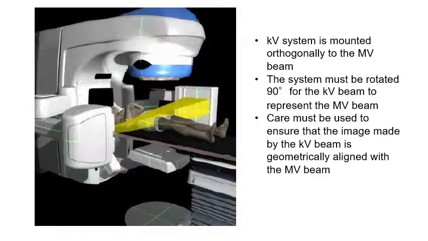This figure shows a KV imaging system added to a C-arm style linear accelerator. It is mounted orthogonally to the MV beam. Because it is not coincident with the MV beam, the linear accelerator must be rotated 90 degrees to first create the KV image. The unit is then counter-rotated so the MV beam is located where the KV beam was for the verification image, and the beam position can be verified. It is important in this process to ensure geometric stability of the KV-MV alignment so that the KV image represents the true location of the tissues relative to the MV beam.